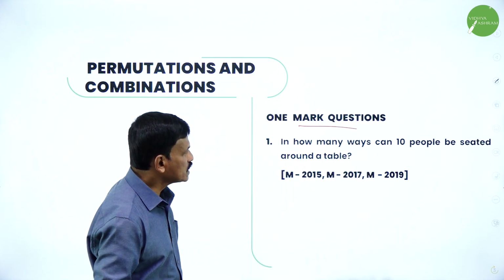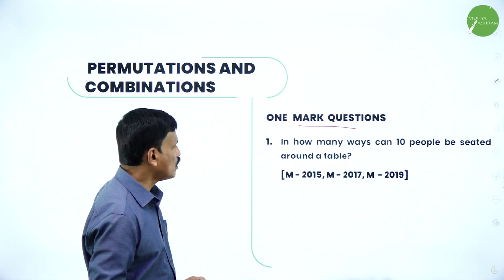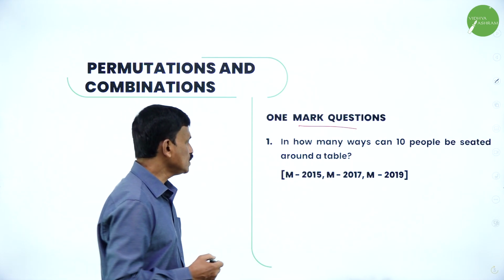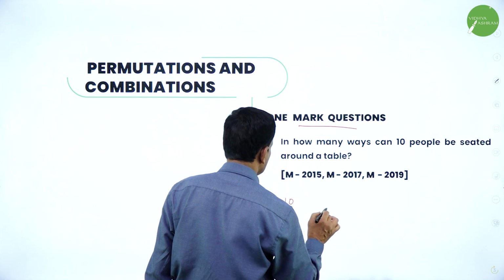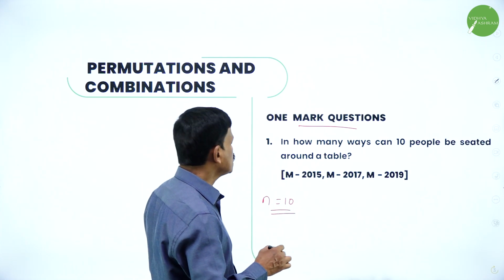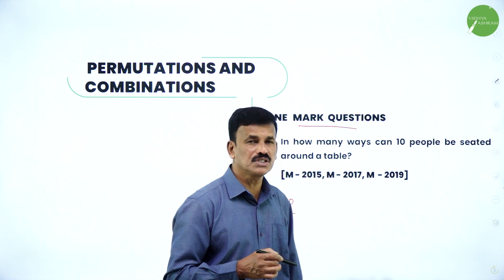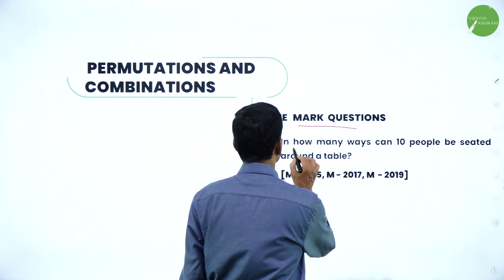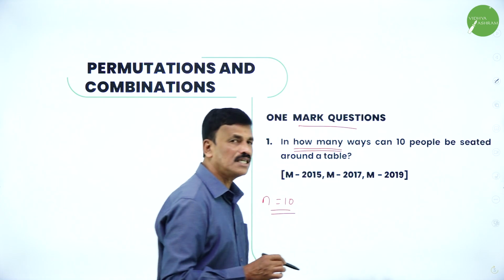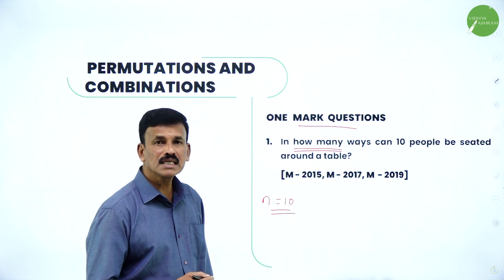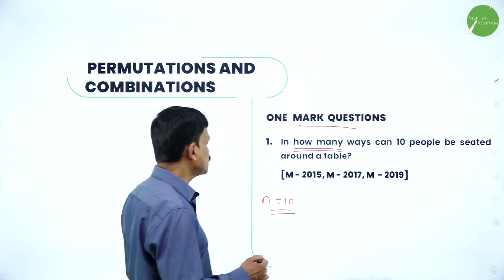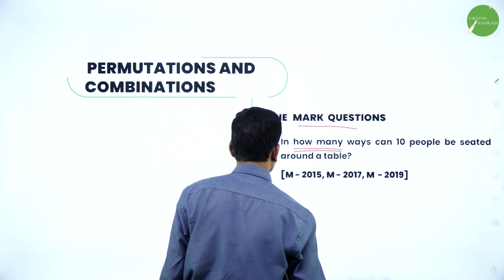In how many ways can 10 people be seated around a table? So here the number of people is 10. So there are 10 people who may be seated around a table. So in how many ways? So we have to arrange, in how many ways can 10 people be seated around a table, right? Now this is an example for a cyclic permutation. So here n is equal to 10.